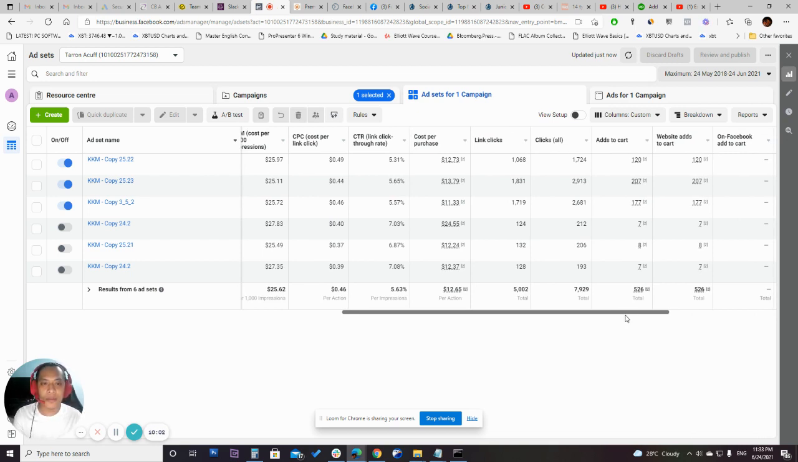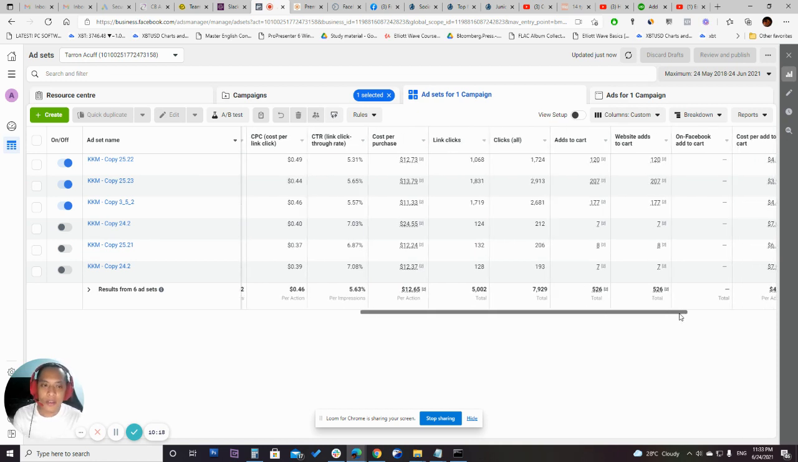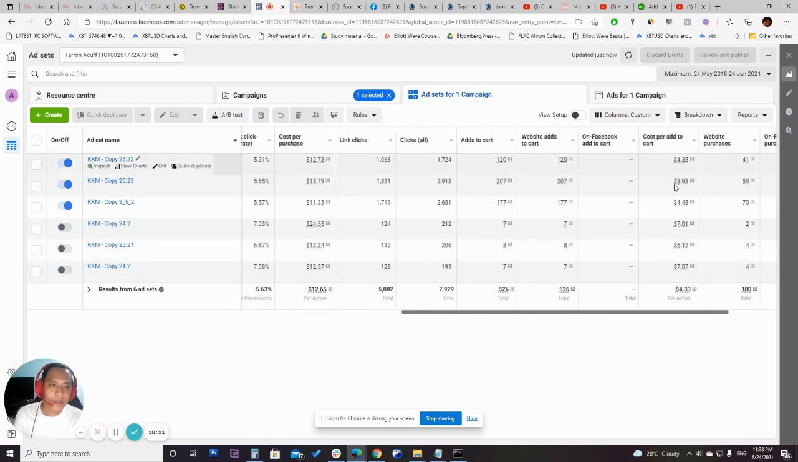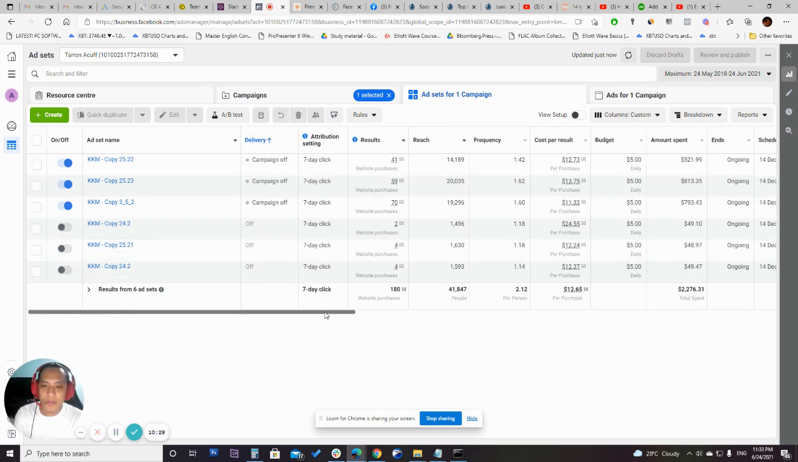And also, I need to see in the first 2 to 3 days at least 2 to 3 add to carts, and by the third to fourth day, at least in a week, 3 purchases. So the total is 180. As you can see, I already created one, two, three, four, 5 CBO campaigns at $100 daily budget.